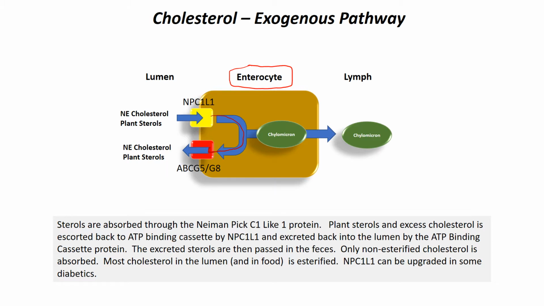Basically, the NPC1L1 takes in the non-esterified cholesterol and plant sterols, and then the ATP binding cassette pushes back out all of the plant sterols, because we don't really have a use for that, or almost all of the plant sterols, and any cholesterol that doesn't get esterified. Okay, so the little bit of cholesterol that does get esterified that we've absorbed gets packaged into a chylomicron and pushed out into the lymph. We've talked about that already.